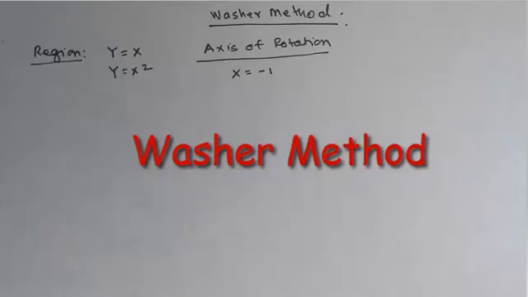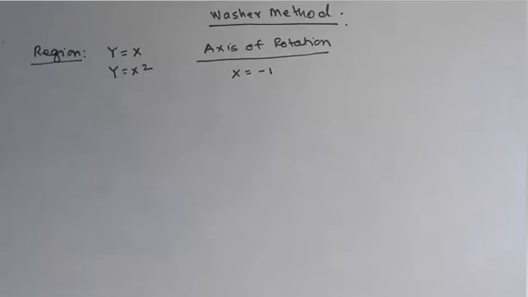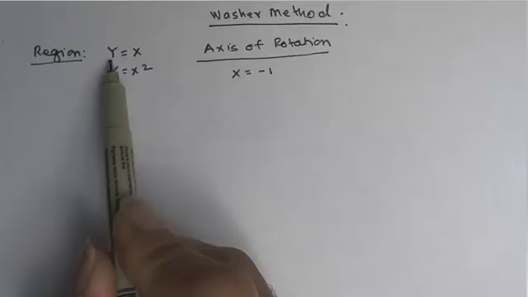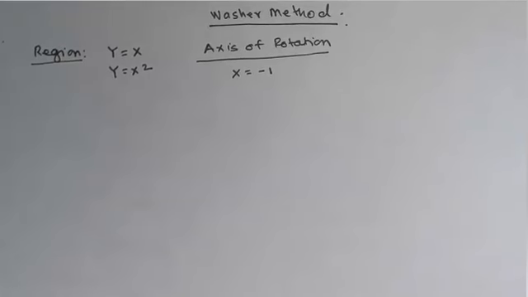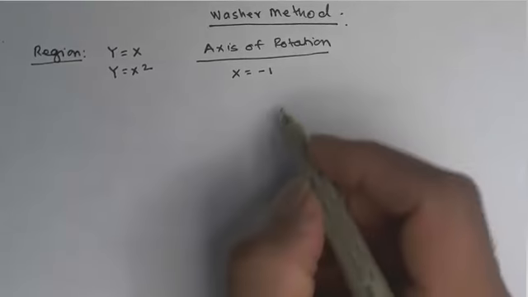Okay, now I'm going to explain the washer method. The washer method is just basically the disk method with a little bit of a complication in it. So here's the region I want to rotate. It's bounded by the curves y equal to x, y equal to x squared. The axis of rotation is x equal to -1.